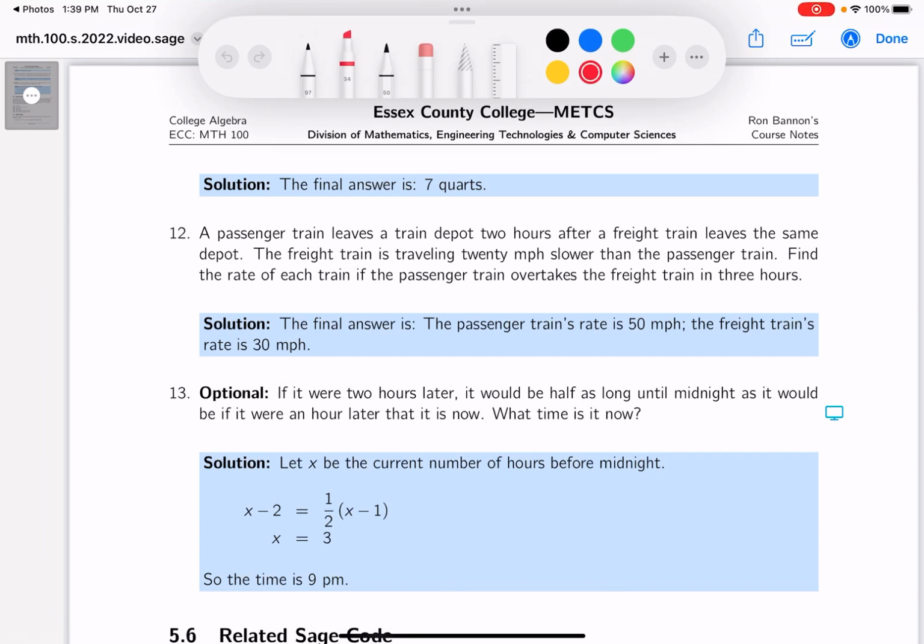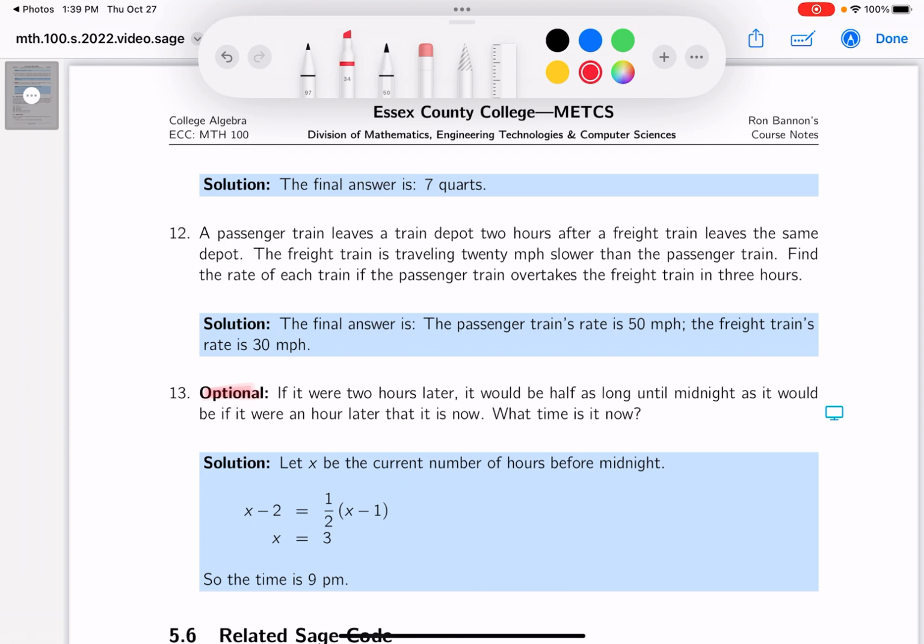Okay, 13 is an optional question. I want to point out some people see these as logic problems, and there's nothing wrong with using logic to figure it out. I'm seeing it as an algebra problem, though, and I'm going to go through that with you. Reading it, it says: if it were 2 hours later, it would be half as long until midnight as it would be if it were an hour later than it is now.